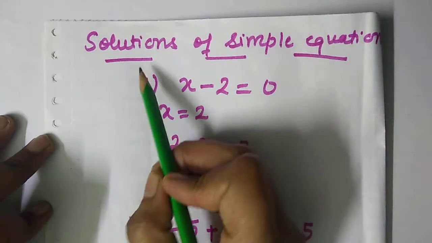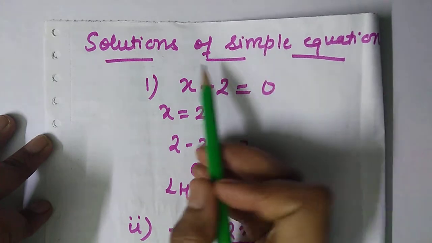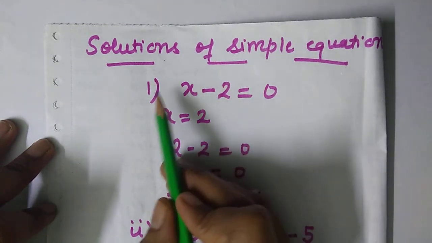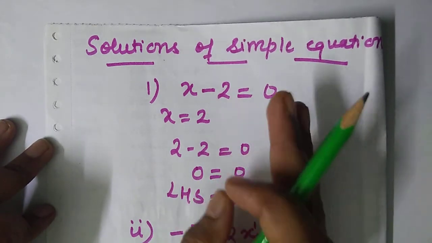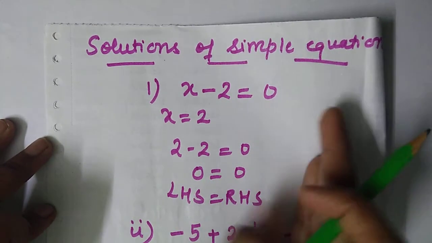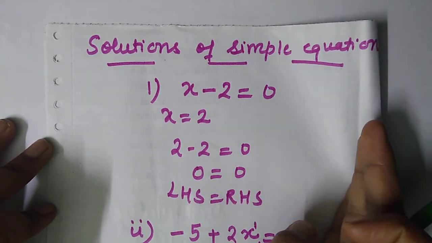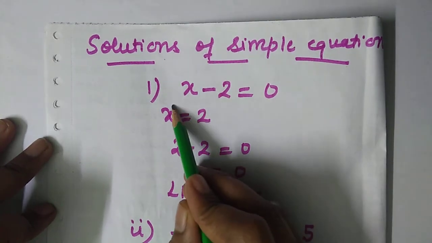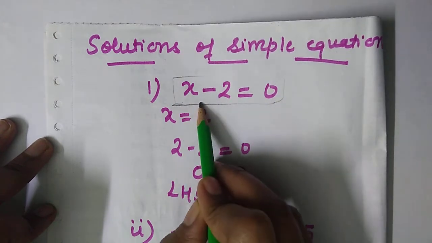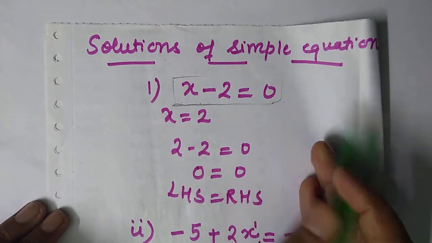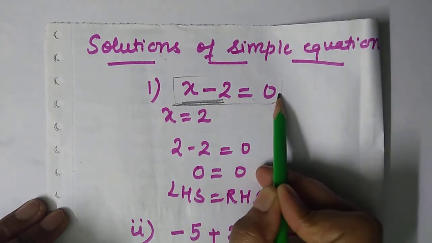Now let us discuss the meaning of solutions of a simple equation. Okay, so a solution of a simple equation is a number which satisfies the given equation. A number that satisfies the given linear equation, that number is known as the solution or root of the equation. Okay, so if I am taking an example, x minus 2 equals to 0, which number satisfies the equation? Satisfies the equation means by which value of x this LHS will be equal to RHS.